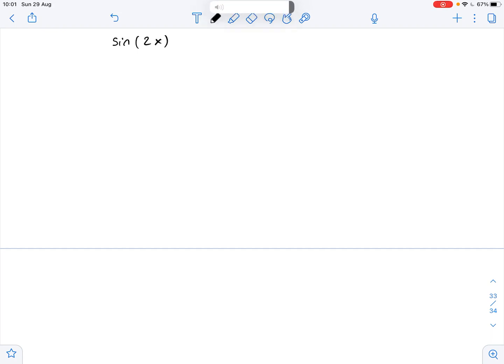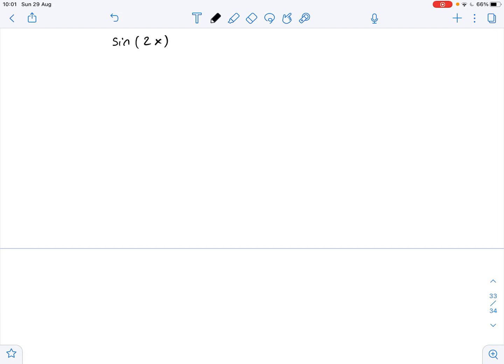So we need to determine the first four terms of the Maclaurin series for sine of 2x. In part A, we need to do it by using the definition of Maclaurin series. In part B, we need to do it by replacing x by 2x in the series for sine of x. And in part C, we need to do it by multiplying 2 by the series for sine of x by the series for cosine of x, because sine of 2x equals 2 times sine of x times cosine of x.